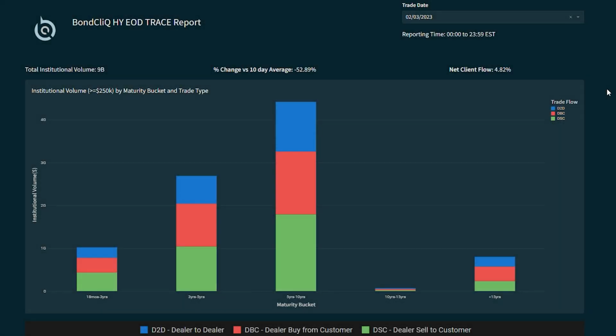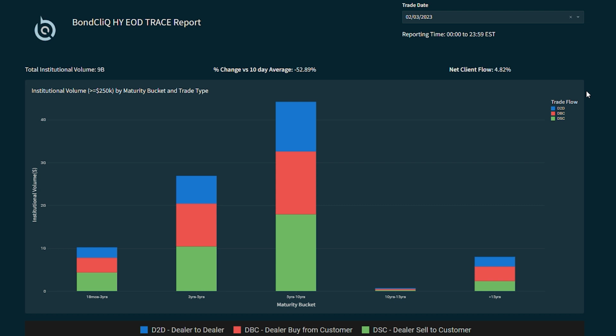Identifying trends and patterns in institutional-sized transactions isn't solved by just having access to data. BondClick is pleased to introduce our free dynamic high-yield end-of-day trace report. This browser-based dashboard, delivered daily, allows the user to quickly source the holistic and granular information you need to stay ahead of the curve on institutional liquidity.